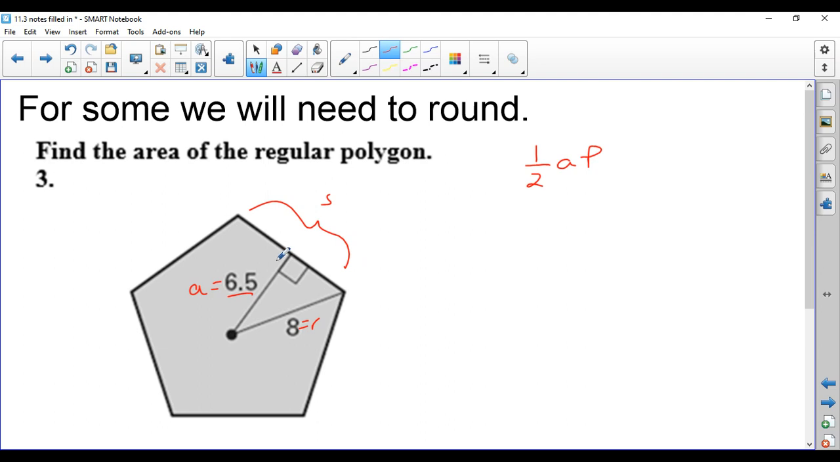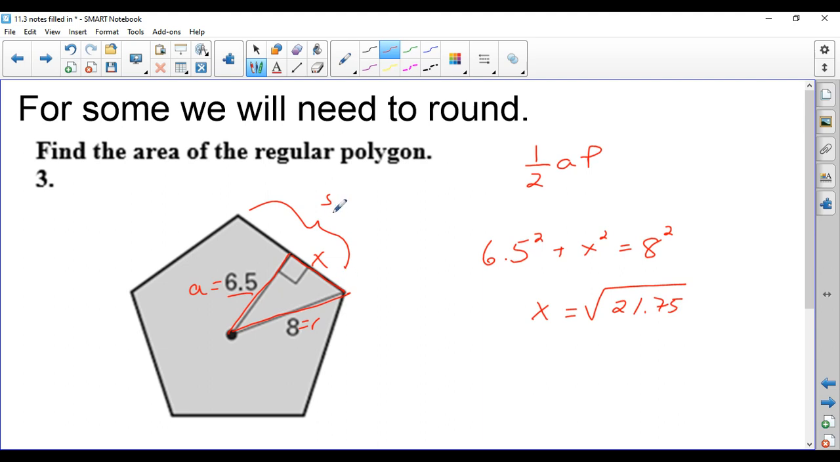If you look at this right triangle, we have one leg and we have the hypotenuse. To find the other leg, I might call that x, we can use Pythagorean theorem. Leg squared plus leg squared equals hypotenuse squared. When you do this, you get x is equal to the square root of 21.75. We're going to have to round at the end, but I'm going to wait until I do all the calculations. That's the length of x.